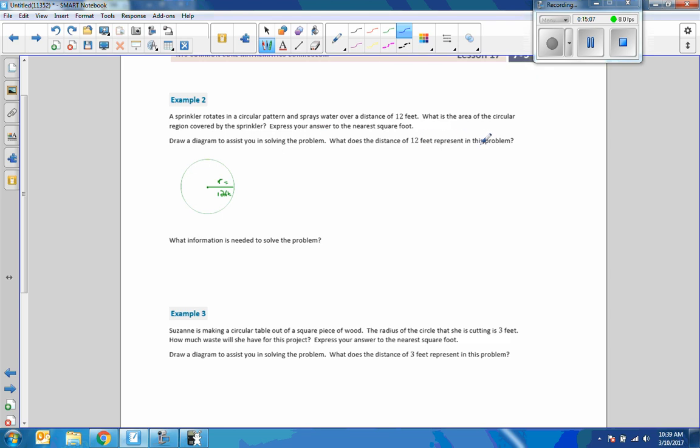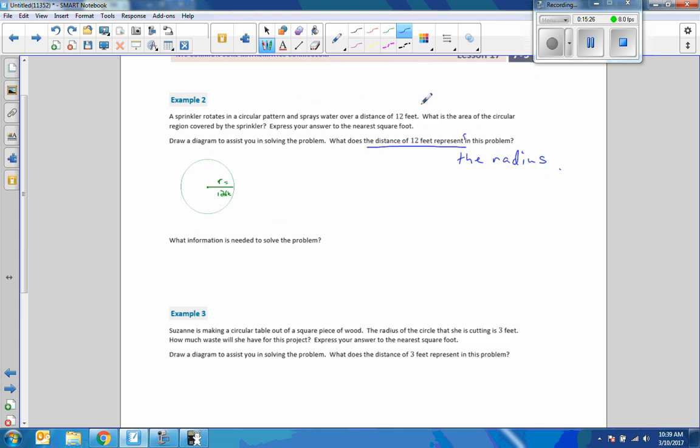What does the distance of 12 feet represent in this problem? And I would say in a complete sentence, the distance of 12 feet represents the radius. Just to save time, I'm not going to write all that again. The distance of 12 feet represents the radius.